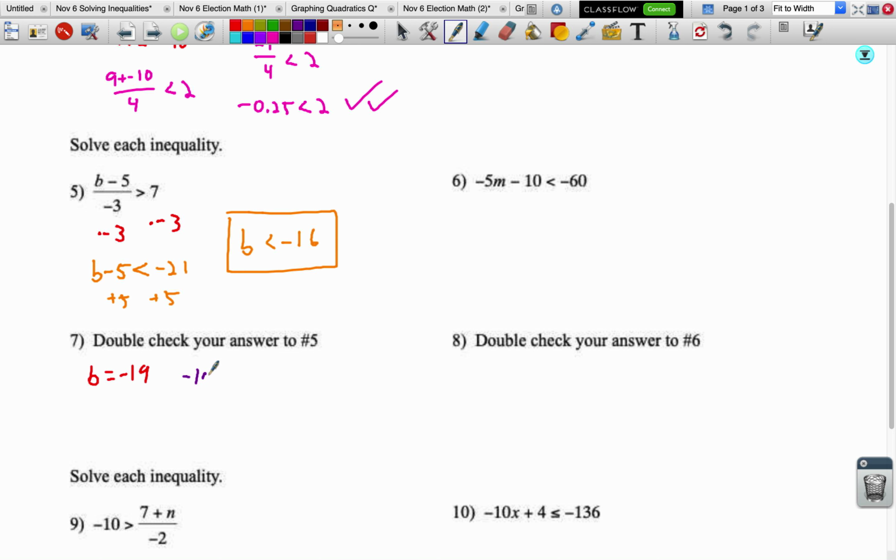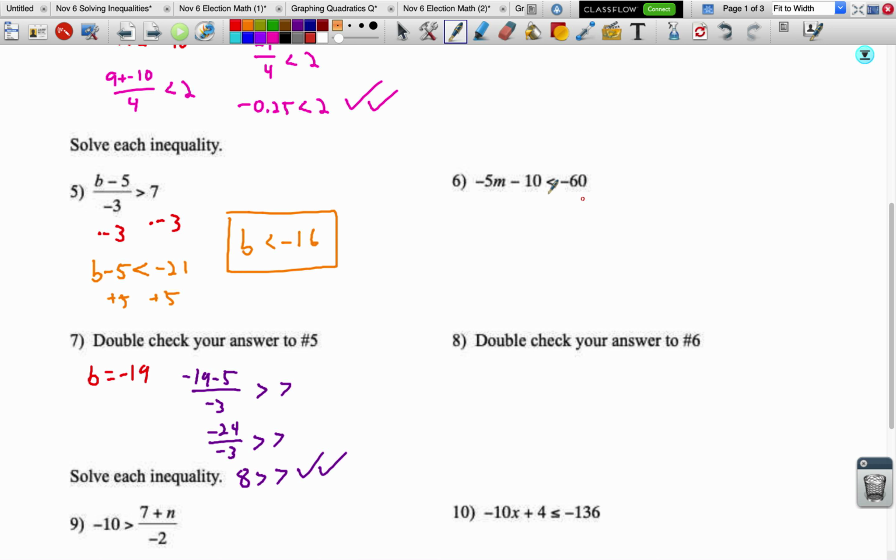So -19 minus 5, divided by -3, is greater than 7. -19 minus 5 is going to be -24, over -3 is greater than 7, or 8 is greater than 7, and that is indeed a true statement. 8 is bigger than 7. All right, let's look at number 6 real quick.